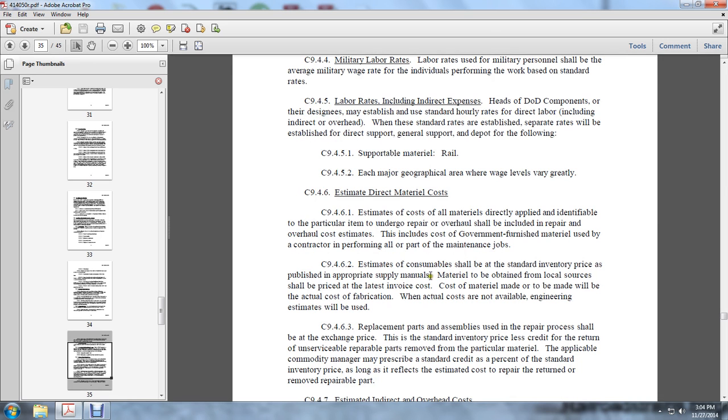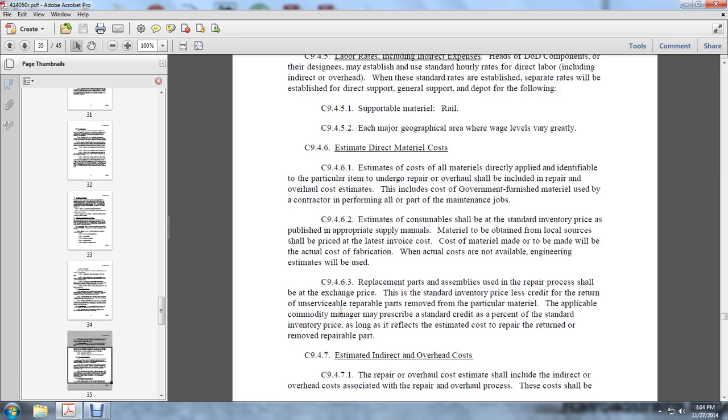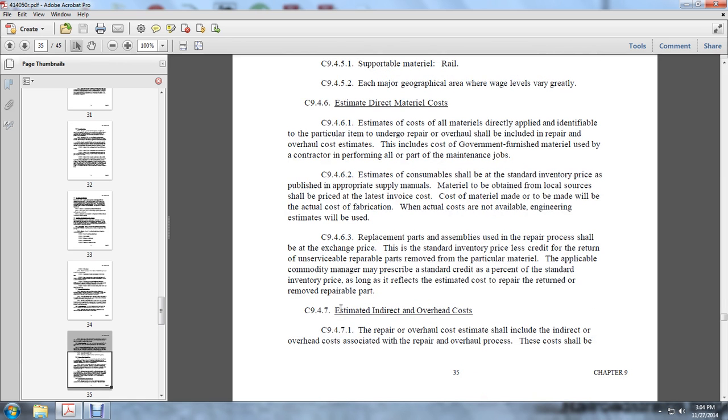Material to be obtained from local sources shall be priced at the latest invoice cost of material made, or actual cost of fabrication. When the actual costs are not available, engineering estimates will be used. Replacement parts and assemblies used in the repair process should be at exchange price. It's the price in the standard inventory less credit for the return of unserviceable parts removed in the particular material. The applicable commodity manager may prescribe the standard credit as part of the standard inventory as long as it reflects the estimated cost of the repair of the returned removed repair part.